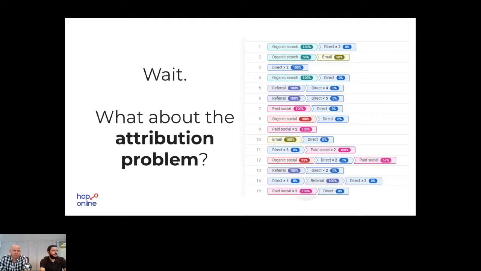So wait a second before we move on. You might be wondering, well, what about the attribution problem? Is this going to help solve the attribution problem? And just to discuss what that means for those of you that are not familiar, attribution is really how you assign credit for a conversion across different channels that were involved in the path to that conversion.